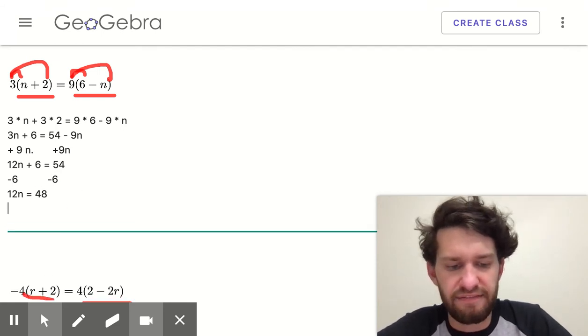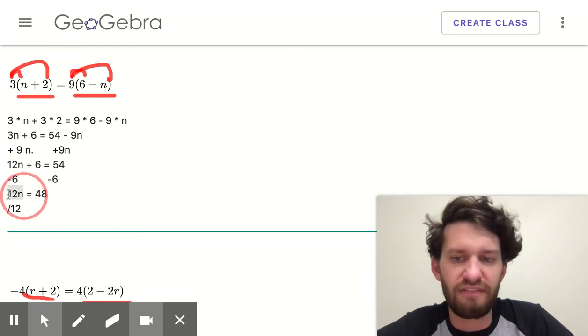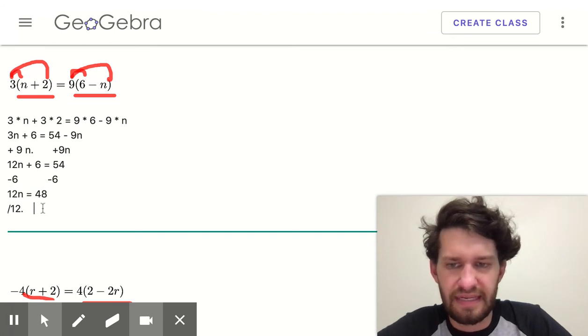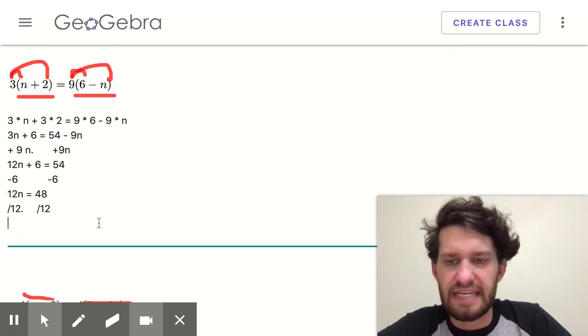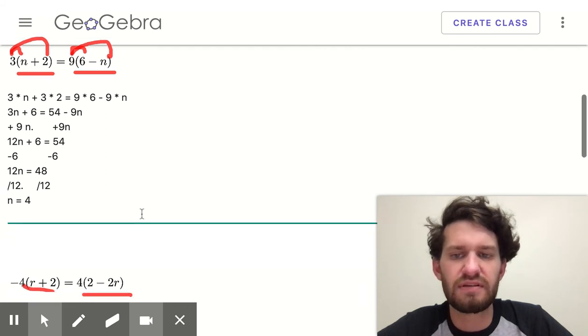My last step, I have to divide both sides by 12. I know how much 12 n's equals, 48, but I want to know how much just 1 n equals, and I can do that by dividing. 12n divided by 12 gives me 1n by itself. 48 divided by 12 tells me that n equals 4.